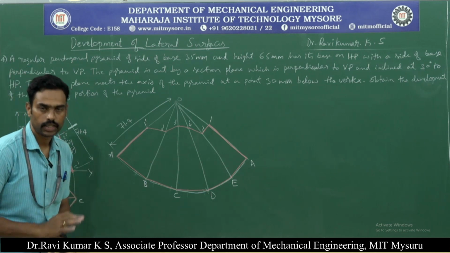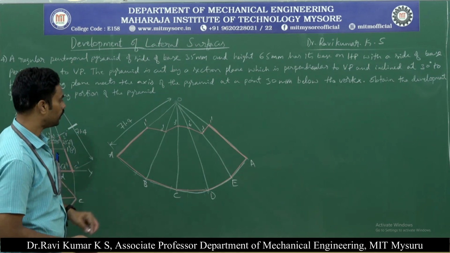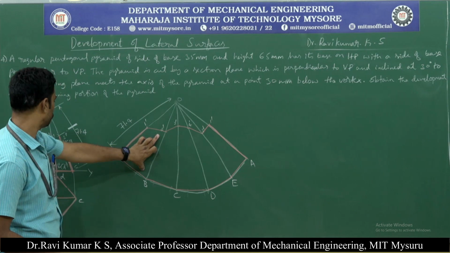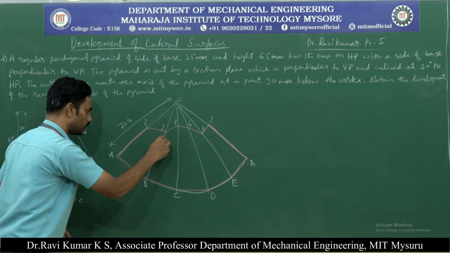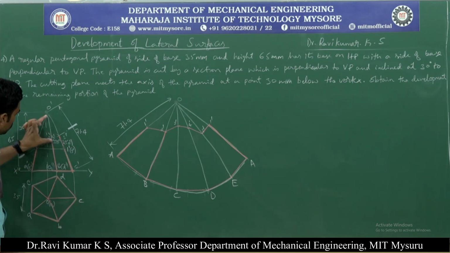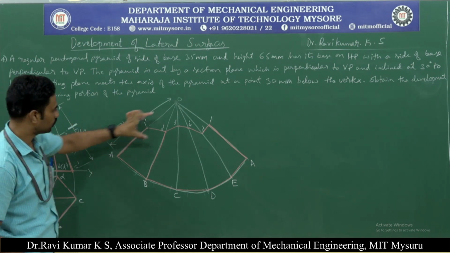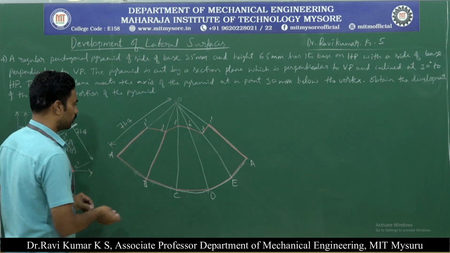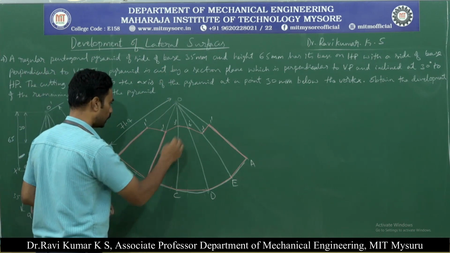Okay. Again, this is not completed yet. The retained portion, lateral edges 2 dash to B, is the retained portion. Look at here, 2 dash to B is the retained portion. This is the cut off portion. This portion is going to be cut off. So only the retained portion should be darker.